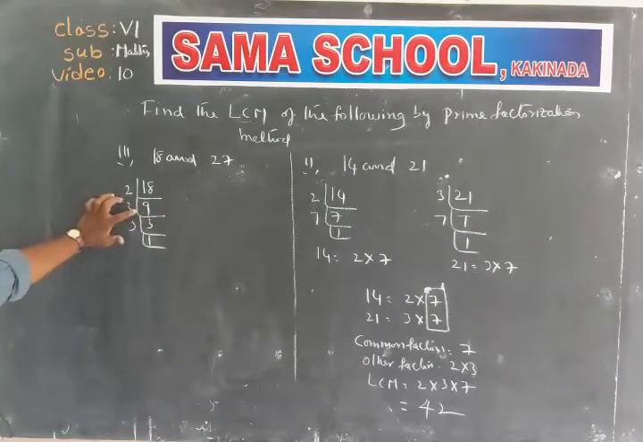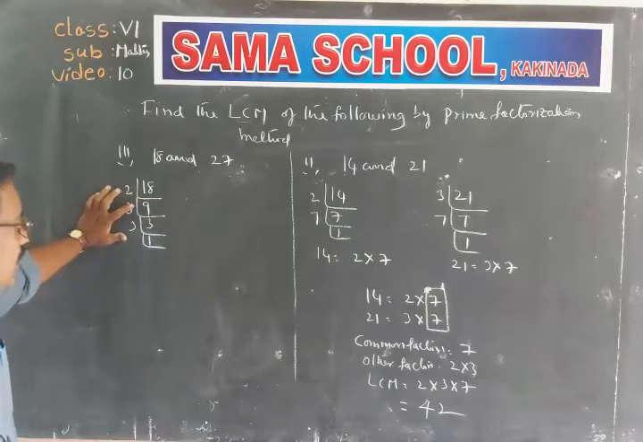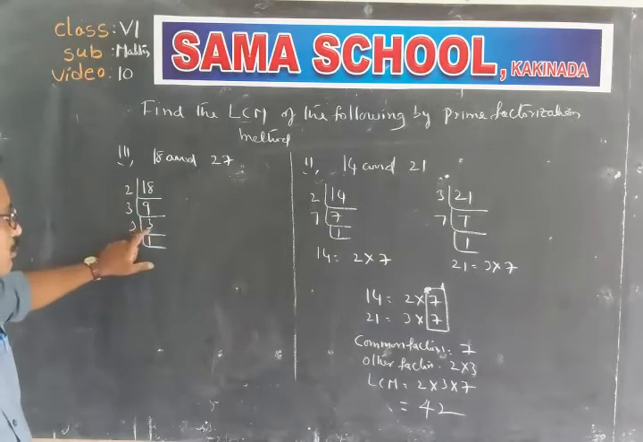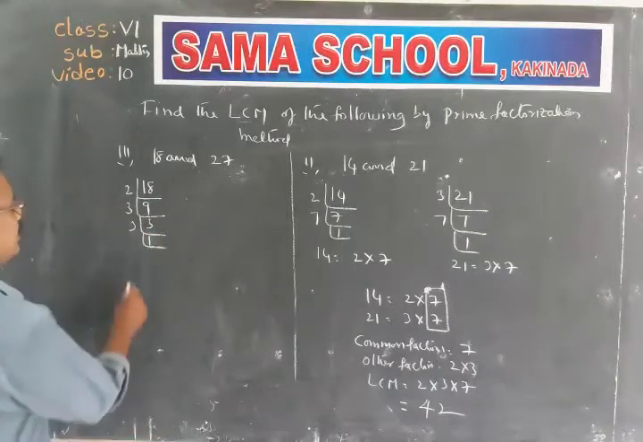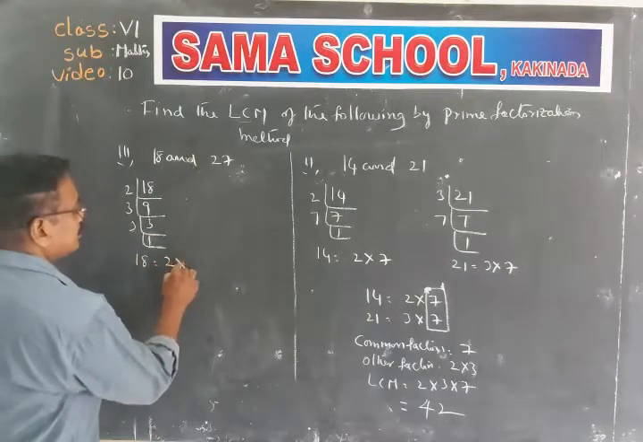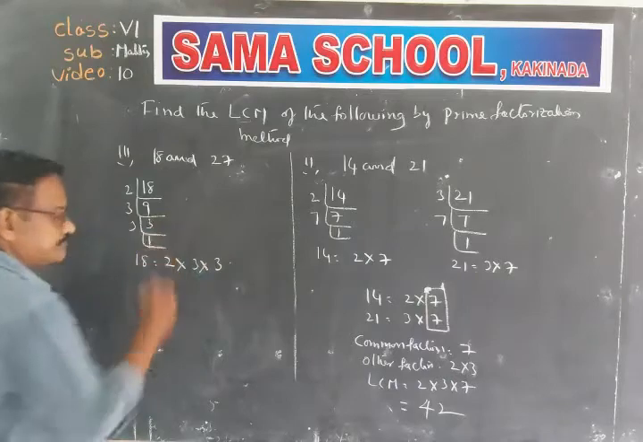2, how many times is it divisible in 18? 9 times. Okay. Again, 2 is not divisible, so take the next prime number. What is the prime number? Take 3. 3, how many times is it divisible in 9? 3 times. 3, how many times divisible? 1 time. So 18 is equal to 2 into 3 into 3.